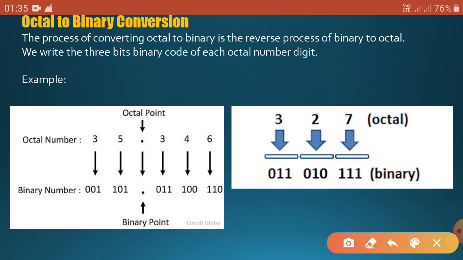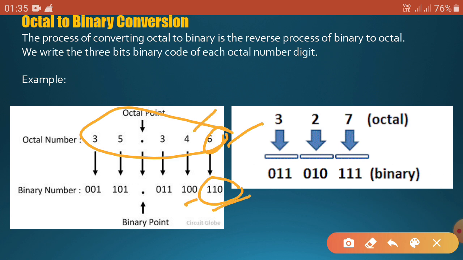Here it is also the same thing. The octal number is 35.346. To write it in the binary number system, we have to write the respective binary number. For 6 it is 110, for 4 it is 100, for 3 it is 011, for 5 it is 101, and for 3 it is 001.